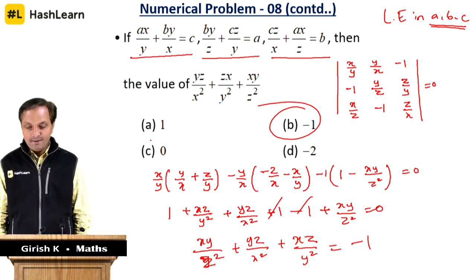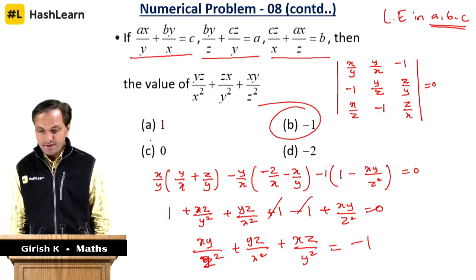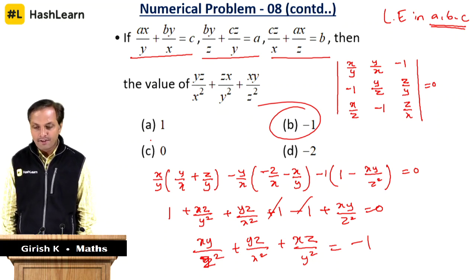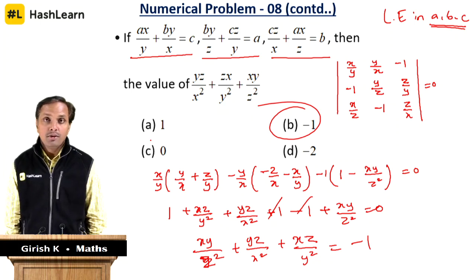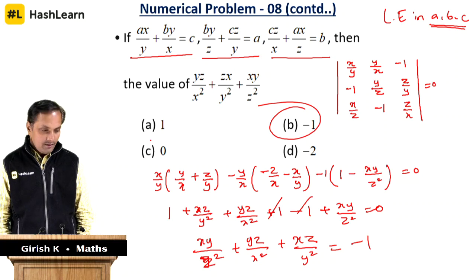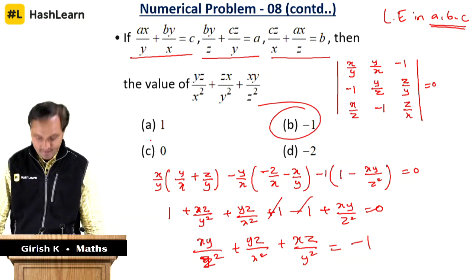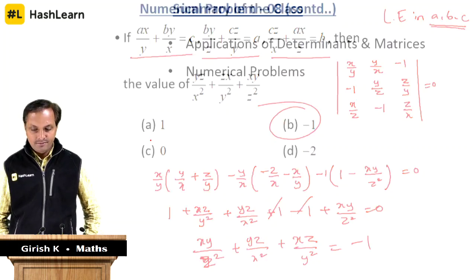Is it clear? So what you need to do here is take the linear equations and treat a, b, c as the variables and put the coefficients of a, b, c in the determinant and equate it to 0. You will be able to get the answers. Is it clear? Hope that all follow the steps.